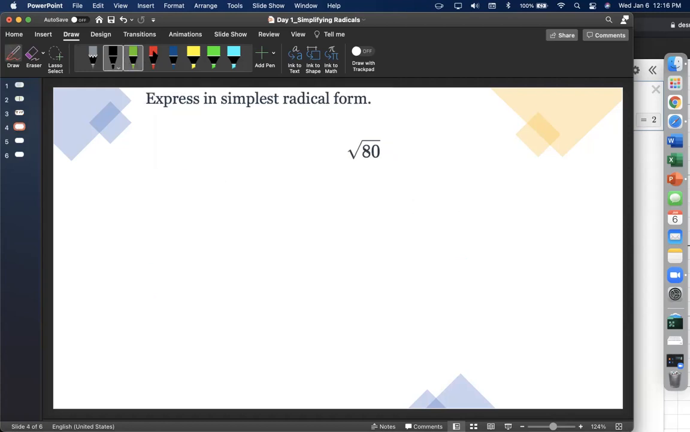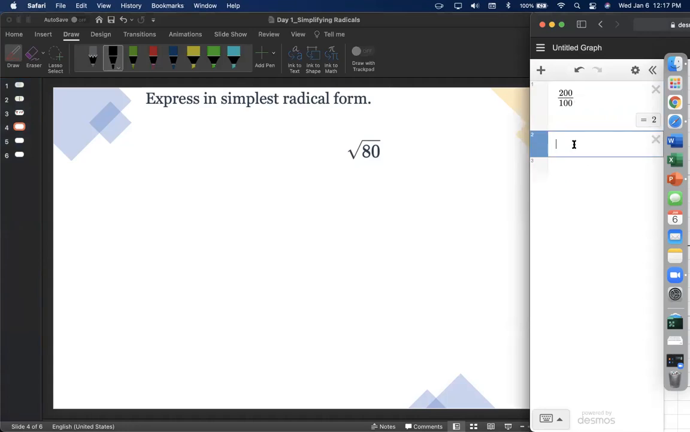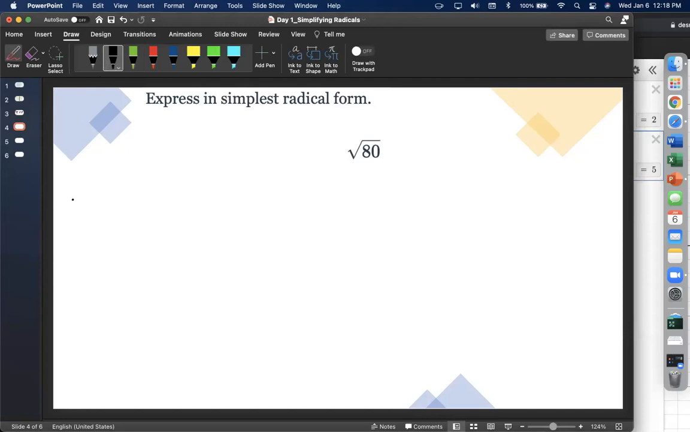Let's try another problem. Here we have 80. We're looking for what perfect square goes into 80. So right now, I am looking for perfect squares. And I have 80 divided by 16 gives me a whole number. 16 is a perfect square, check. And 5 is a whole number. So I can write here the square root of 80 is equal to the square root of 16 times 5. 16 is a perfect square, so we can pull the answer out to the front. Root 16 is equal to 4. So we have 4 times my root 5.